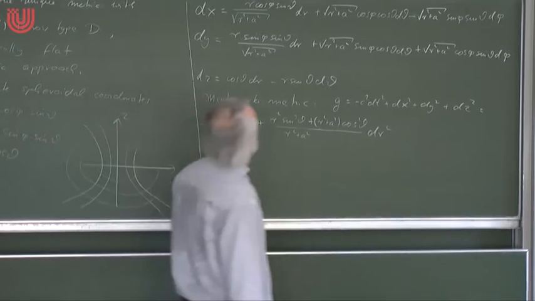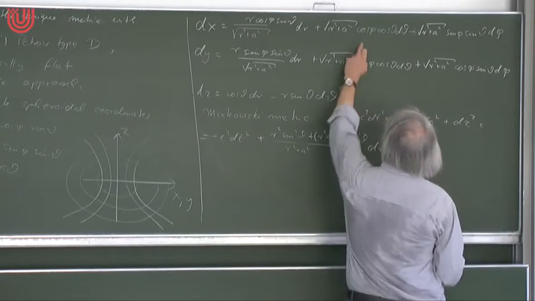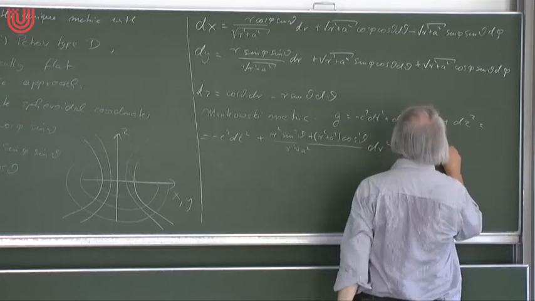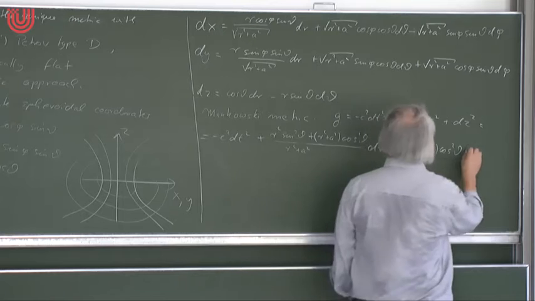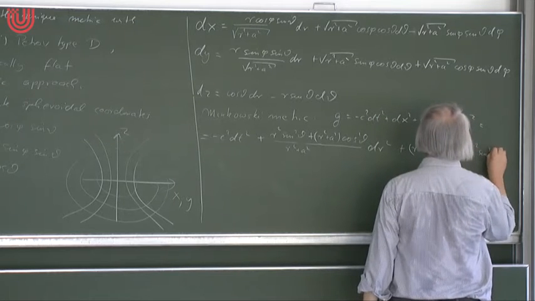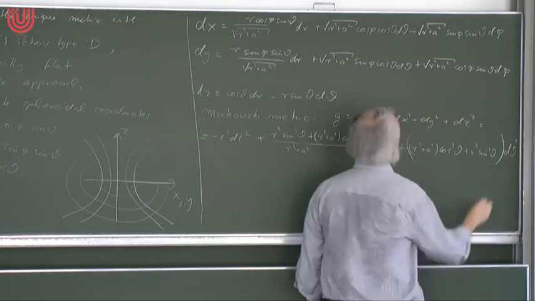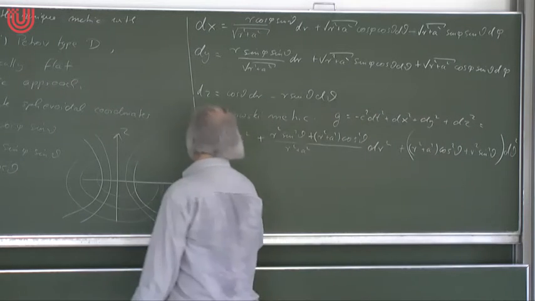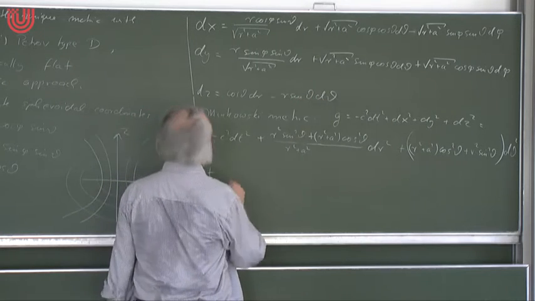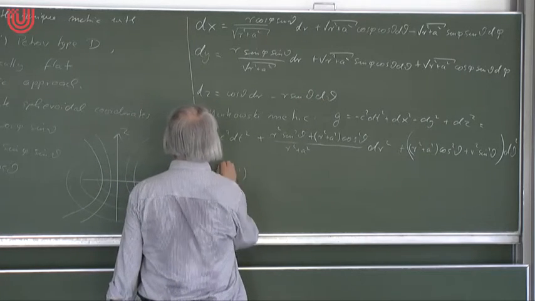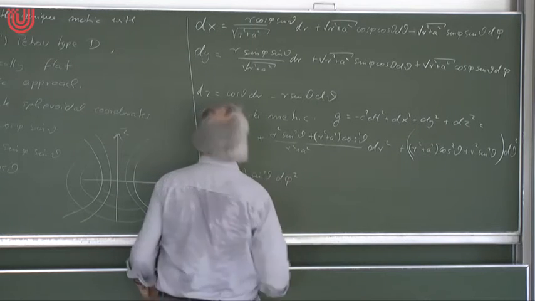Then the d theta squared terms. This is r squared plus a squared, and cosine squared plus sine squared gives 1. So it's cosine squared theta plus r squared sine squared theta, d theta squared. And the d phi squared terms are these two terms up there. Again, sine squared plus cosine squared gives 1. So it's r squared plus a squared, sine squared theta, d phi squared. Okay.